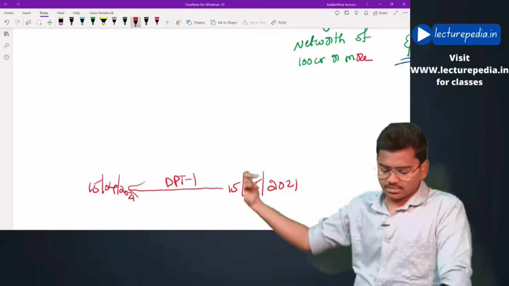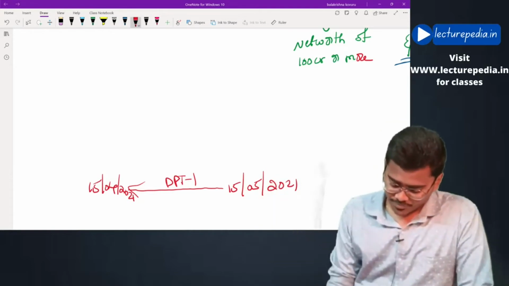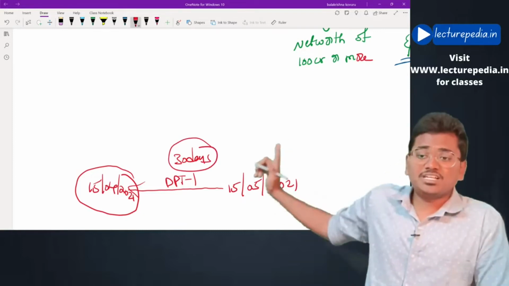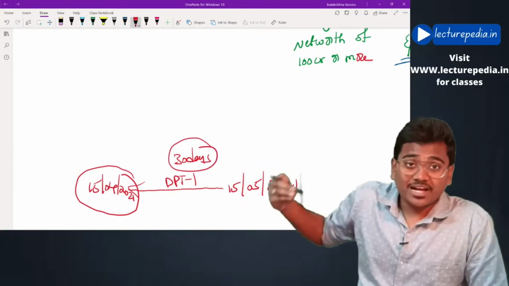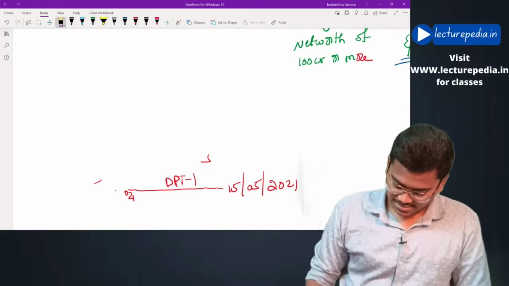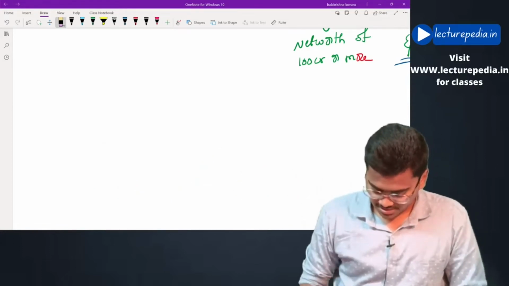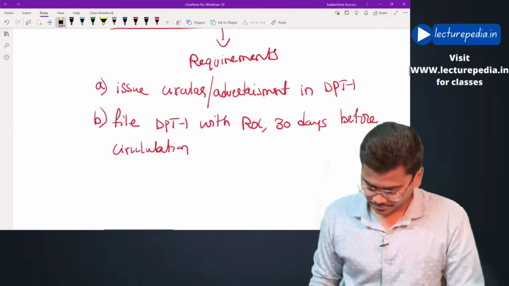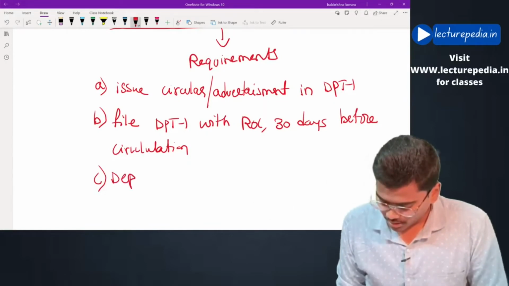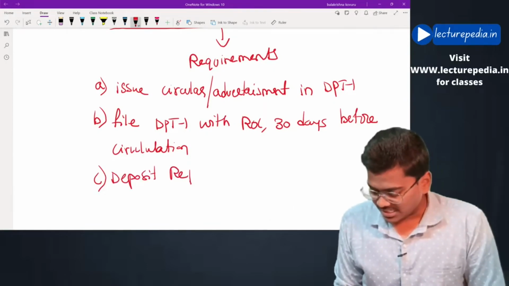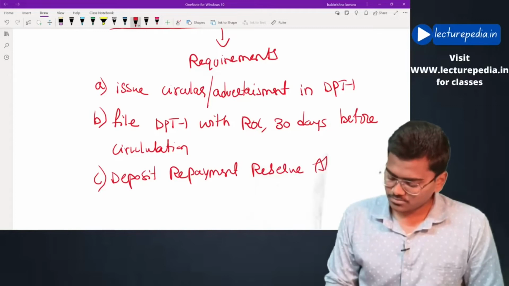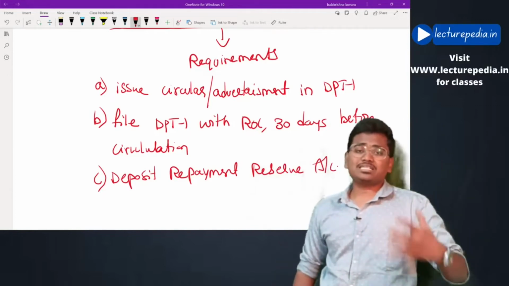Ignore one day this side or that side, I have rounded it off. You should, within the 30 days, at least by 15th April 2021, have filed this DPT1 with the registrar. Hope this is clear. That is the second condition. Next condition, maintain deposit repayment reserve account. What is this deposit repayment reserve account?